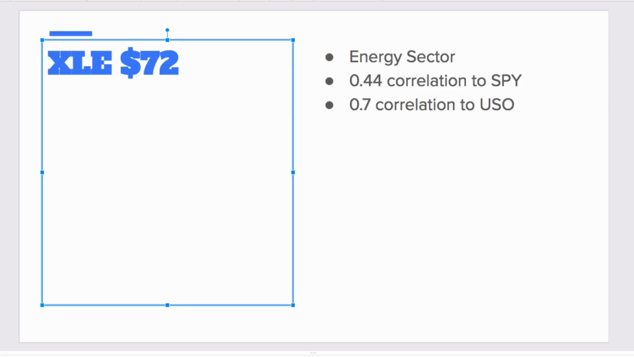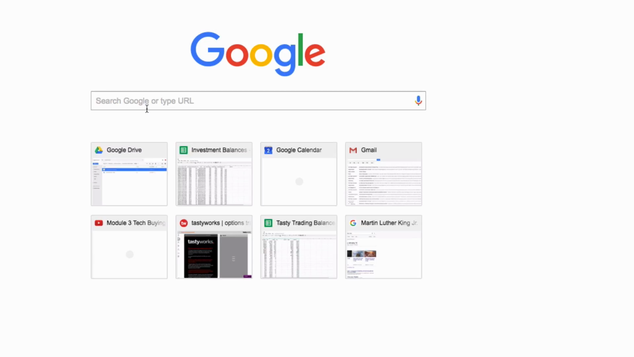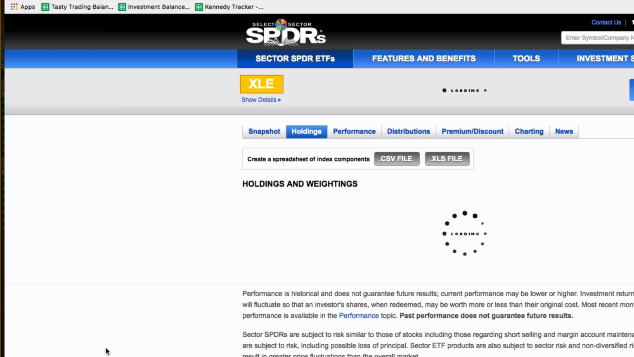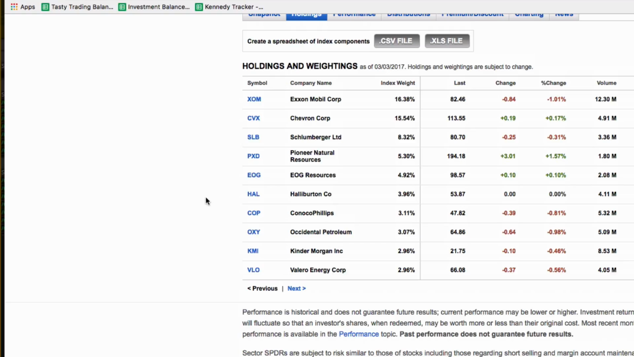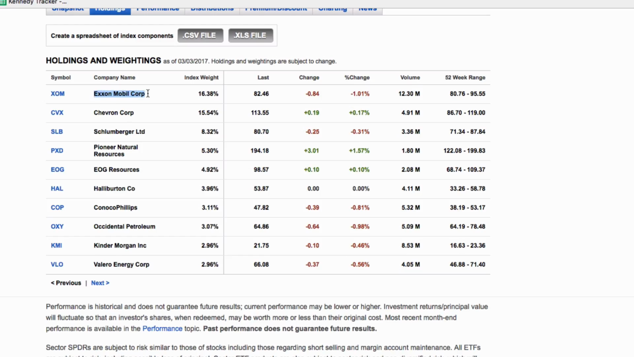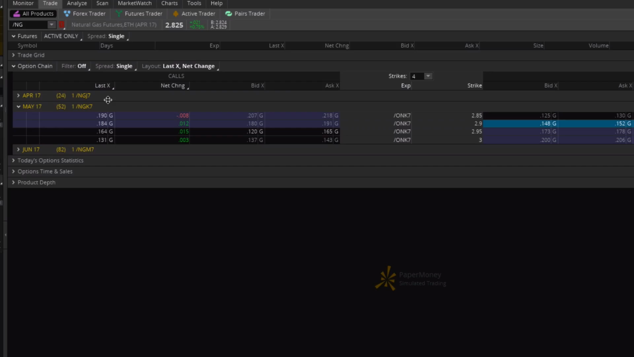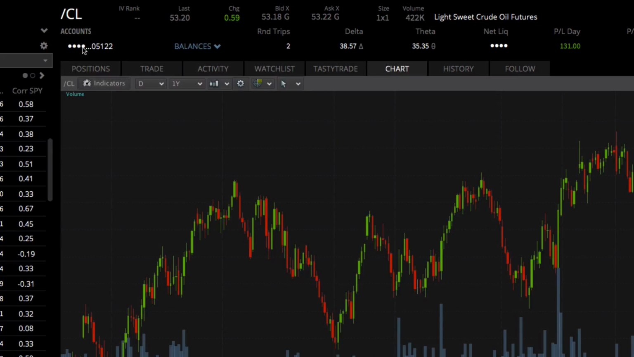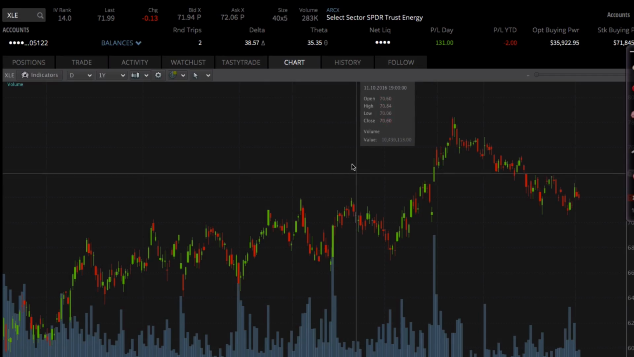So, I mean, you can always look this up. You could go to Google and say, what is in XLE, for example, and let's see what we get. Energy sector, XLE Holdings right here, the first hit. Okay, look, it's oil companies. So ExxonMobil, Chevron, Halliburton, Kinder Morgan, essentially oil companies, right? So the company that manages XLE, they hold shares in all those oil companies, and it's designed to represent the oil market. So let's go to Tastyworks charts, go to XLE, take a look at it.